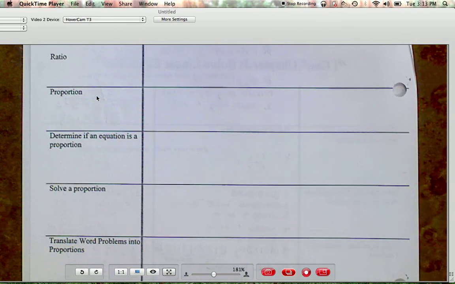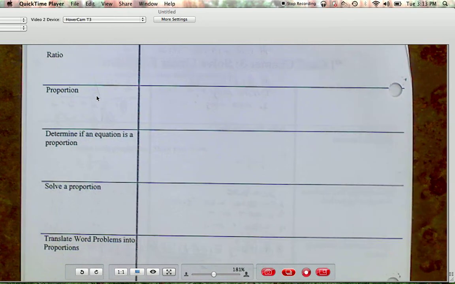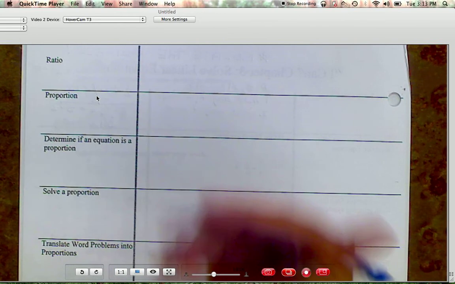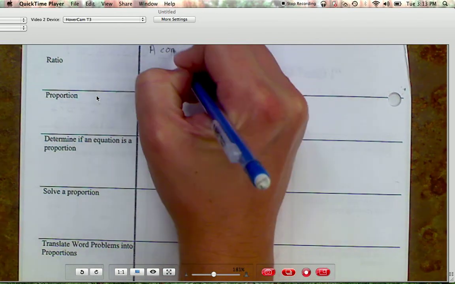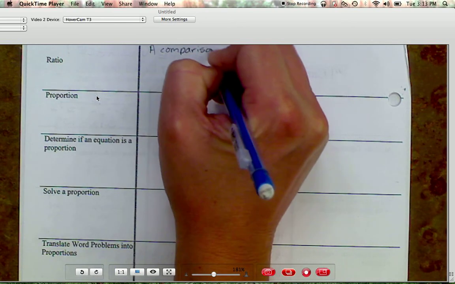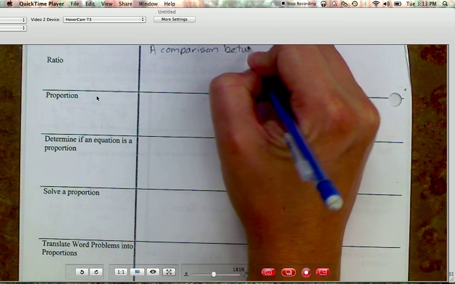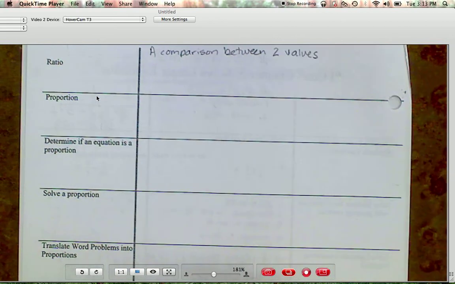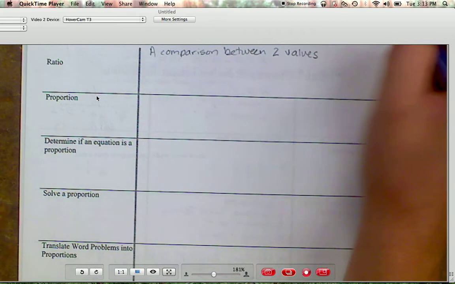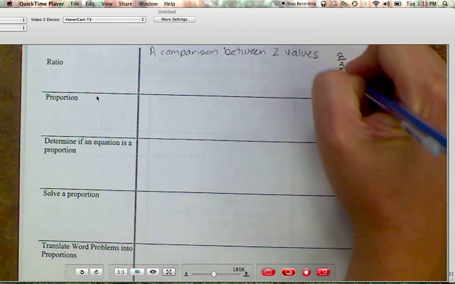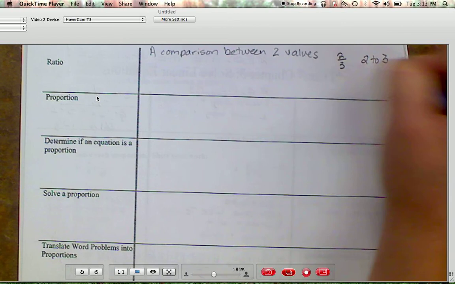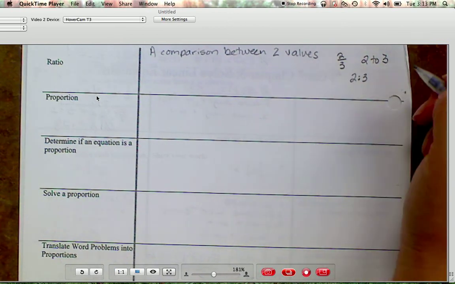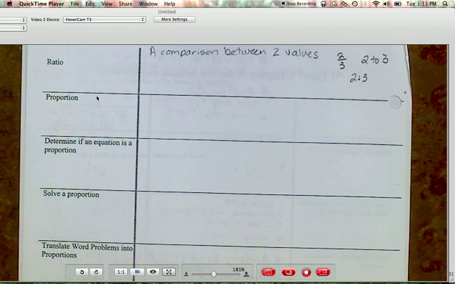A ratio is just a comparison between two values. And there are different ways that you can write a ratio. You can write 2 over 3. You could write 2 to 3 and use words. Or you can use the colon, 2:3, like this. So a comparison between two values.